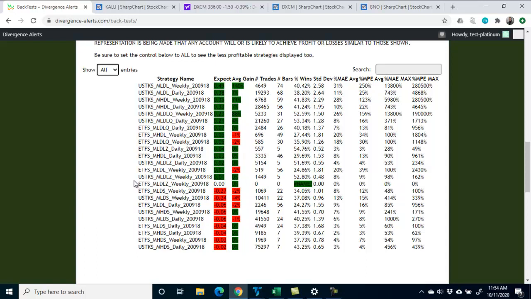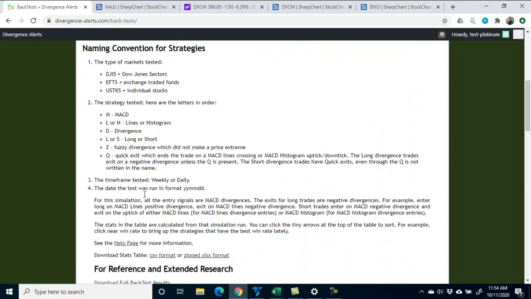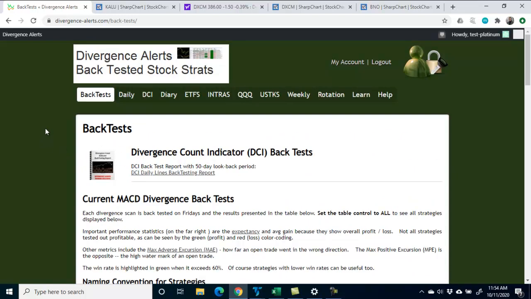Okay, coming back to the overall website, I hope this has shown you how you can use it to identify good times to do divergence trades with the DCI, and then how to find them with the ETFs and the US stocks sheets. And if you have any questions, please drop me a line or leave a comment on the video.